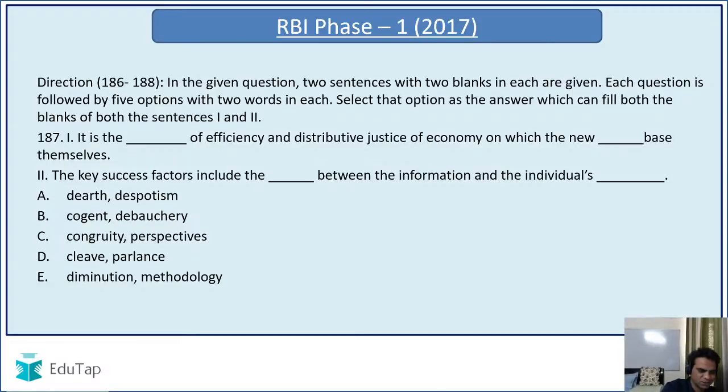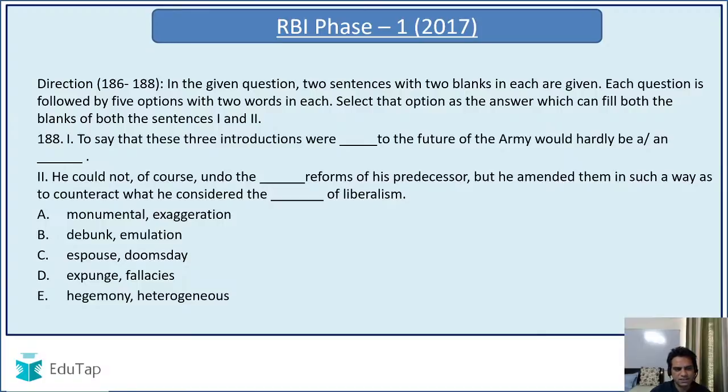Yes, the correct option is option number C, guys. It is the congruity of efficiency and distributive justice of economy on which the new perspectives base themselves, and the key success factors include the congruity between the information and the individual's perspectives. The correct option is, yes, absolutely. Perspectives made it easy. So that's what we call the elimination method, guys. If you use the elimination method, that this cannot be used here in any sense, you can eliminate the wrong options there, guys. Let's look at the next question, guys.